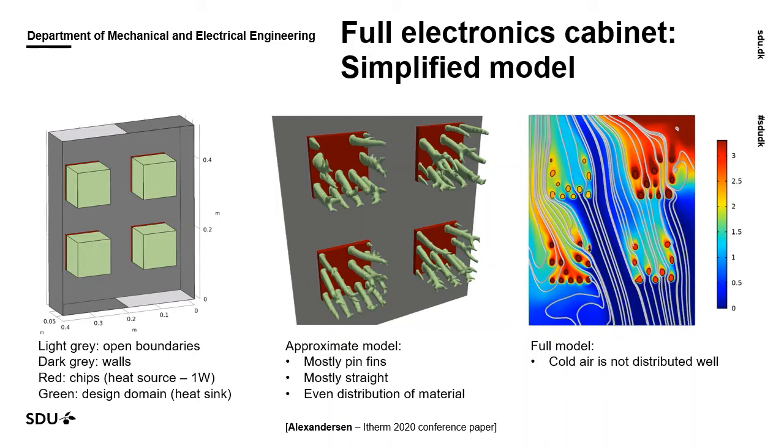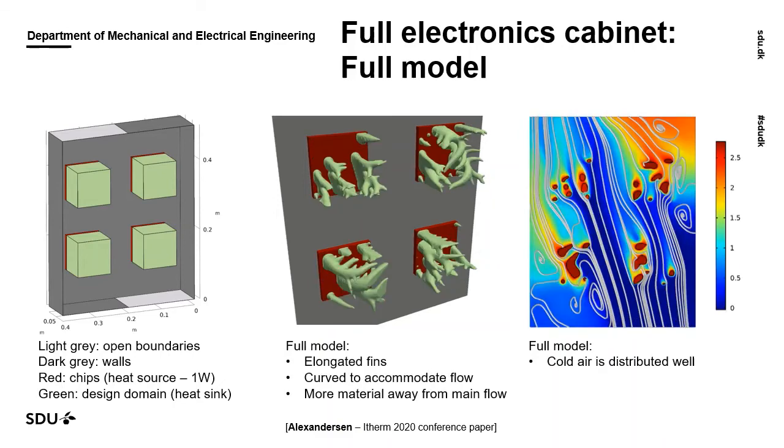So we also see that the cold air coming in at the bottom is not well distributed because we have this main flow across the diagonal. So these two off-diagonal heat sinks do not get as much cold air and thus do not cool as efficiently. So what happens if we optimize using this full model?